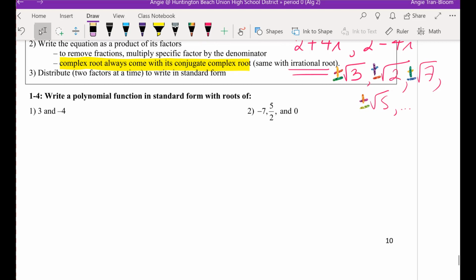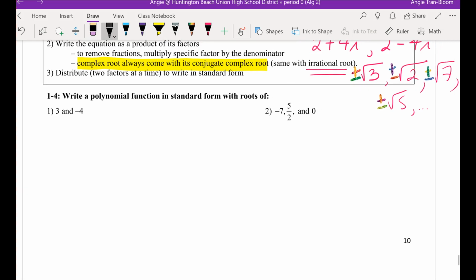Okay, so we're going to try to write the polynomial. You're going to need to start with y equals f of x. What would you like to start with today? Y or f of x? Y? Sure, that's good. How many roots do they give you here?